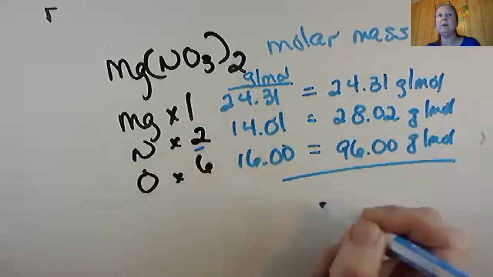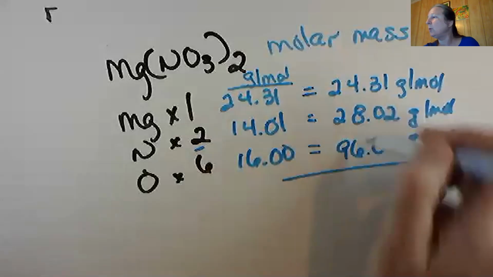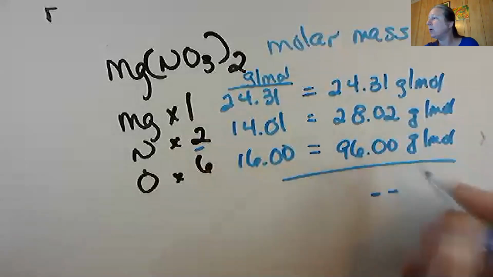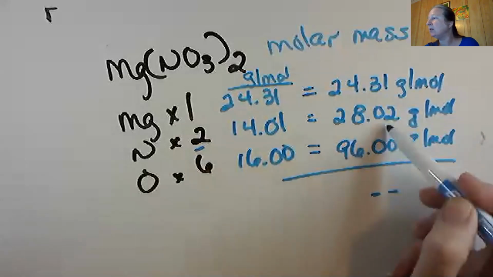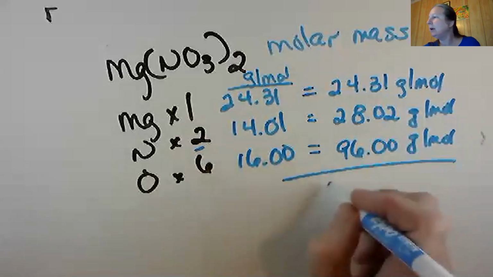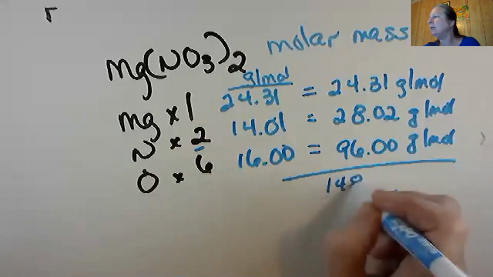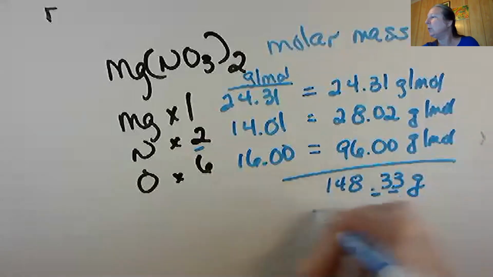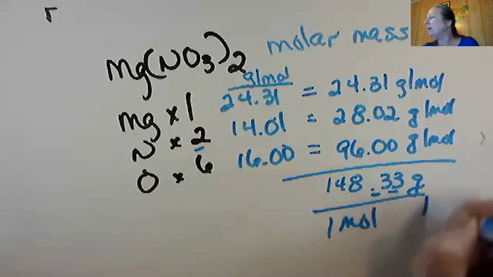I add all these together. We're adding, so we're going to keep our decimal place location. All of these go to the second decimal place, so our answer will be in the second decimal place. And the answer is 148.33 grams per 1 mole of magnesium nitrate.